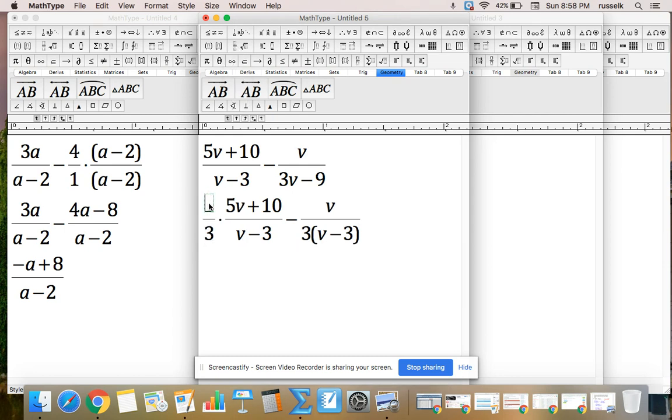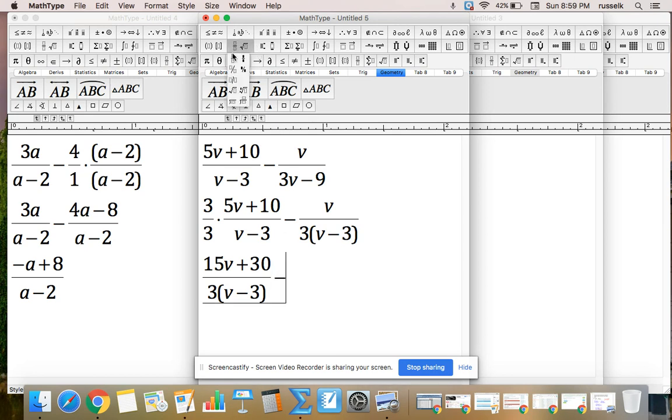Whatever I do to the bottom, I also have to do the top. Combining things in that first fraction gives me 15v plus 30. Once again, we do not need to multiply the bottoms because we're not going to actually be combining them into anything. Second fraction stayed the same.